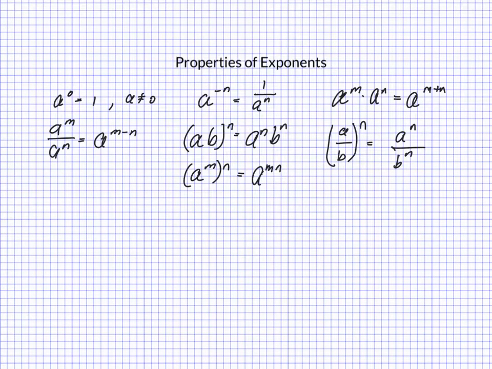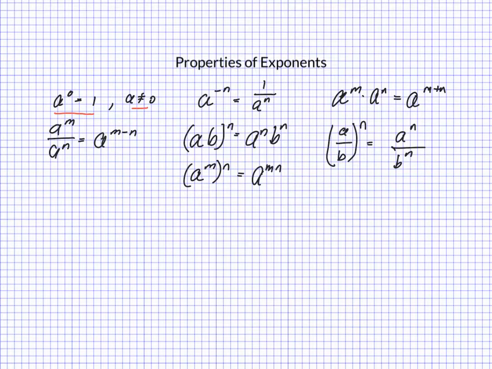When dealing with properties of exponents, as a review, exponents indicate powers. So looking at these, we know that anything to the 0 power is going to be equal to 1. So a to the 0 power is equal to 1. Of course, a can't equal 0 because anything times 0 would be 0. So we eliminate that from an option.